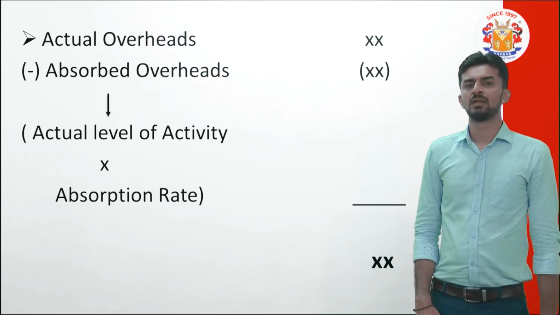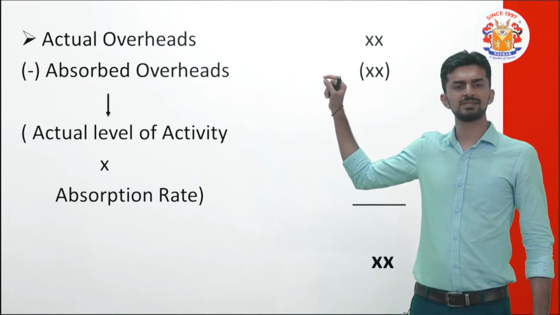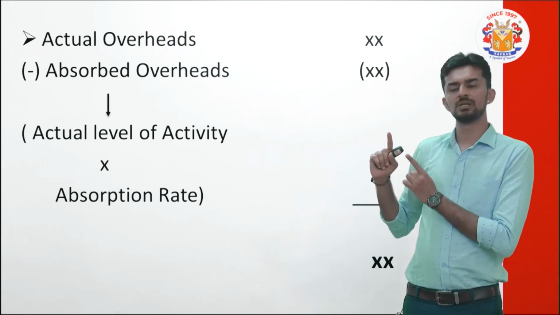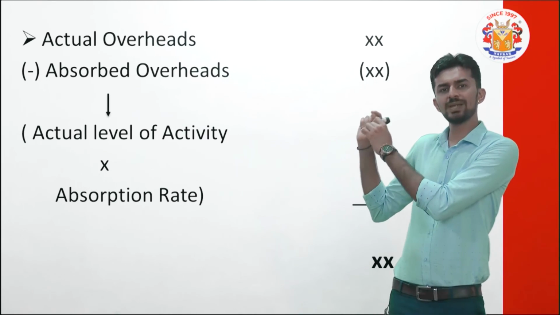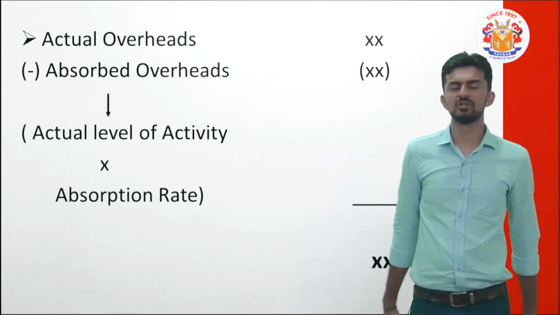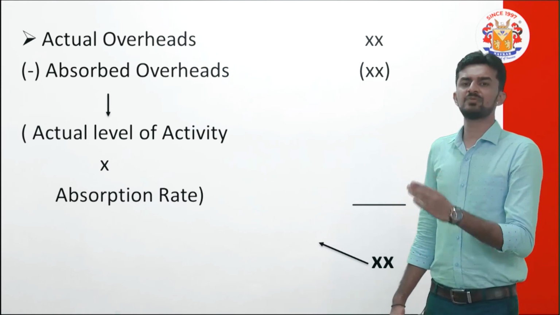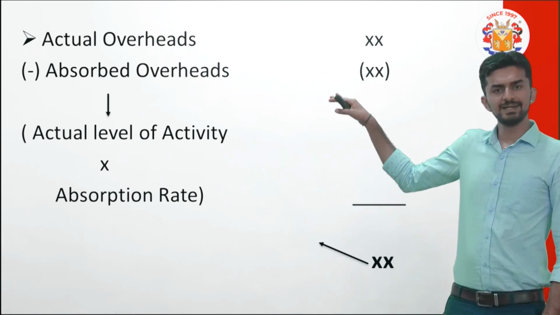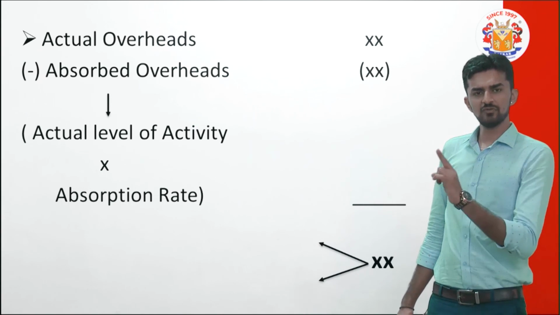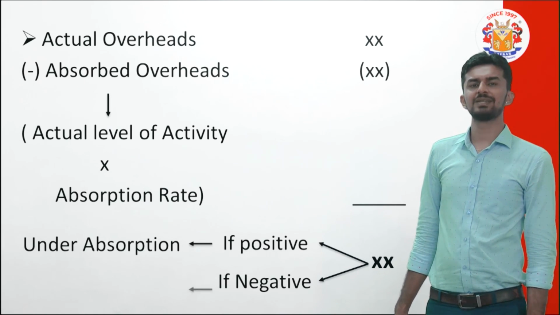What will happen is, even if you have produced 12,000 units, still you will pay 10 lakhs actual amount of rent minus absorbed, but you would have absorbed 12,000 into 100, that is 12 lakh rupees. 2 lakhs you have recovered more, that is known as over absorption. And to put it simply for you guys, we're going to say it this way: actual minus absorbed. How to calculate absorbed? It is actual level of activity multiplied by absorption rate. If positive, we call it under absorption, and if negative, we're going to call it over absorption.